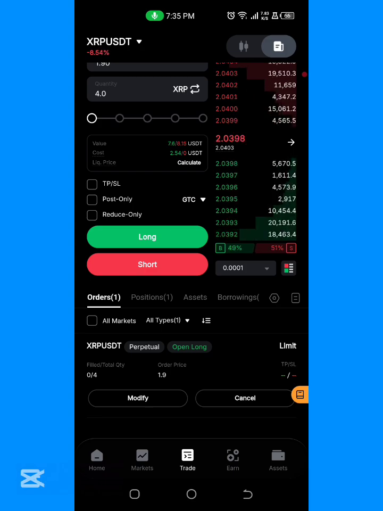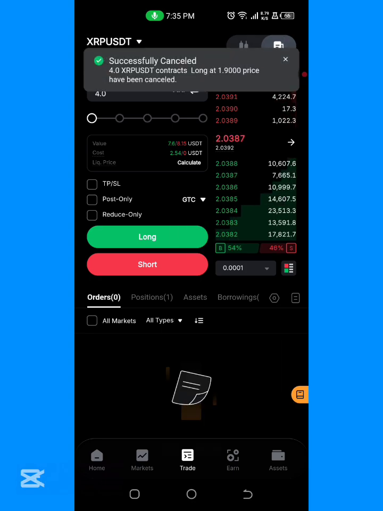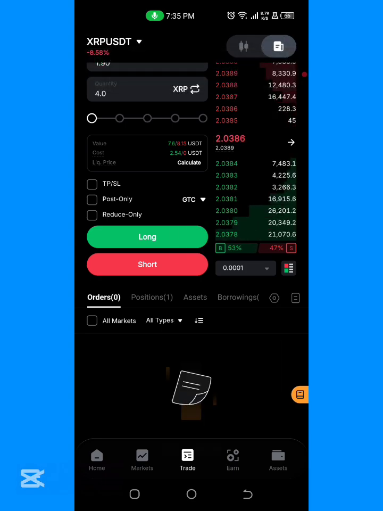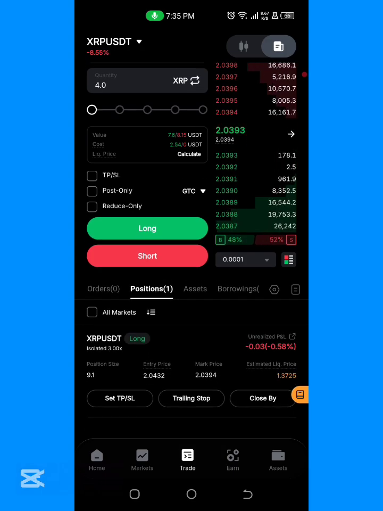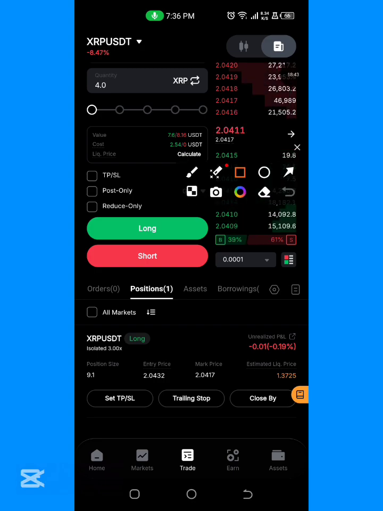Now, if I want to cancel it, I will just simply click on cancel. So you can see it has been cancelled. That is, the limit order I set has been cancelled. Now let's click on position again. So in my next video, I'm going to show you how to set take profit and stop loss, and probably trailing stop loss. Let's assume I want to close this particular trade now.